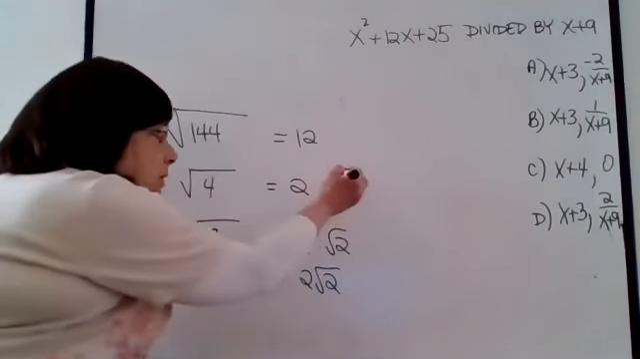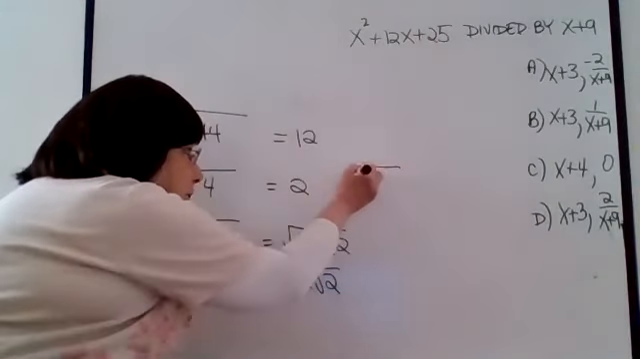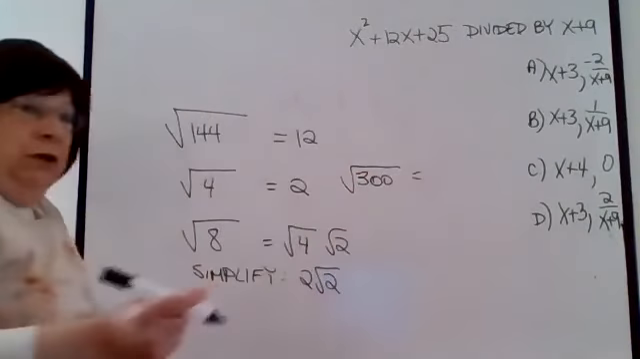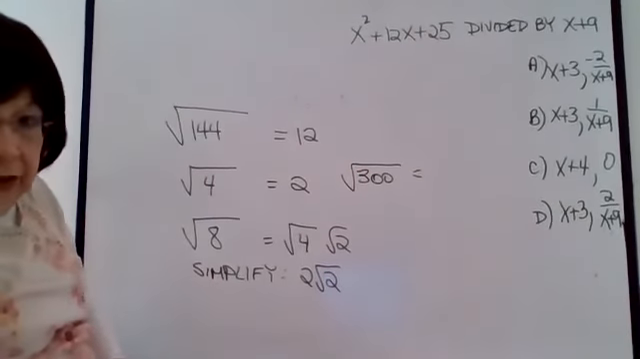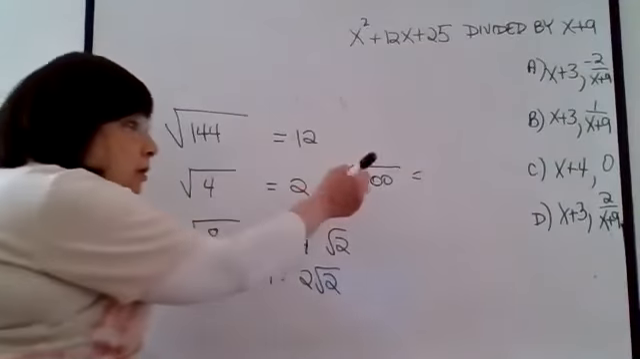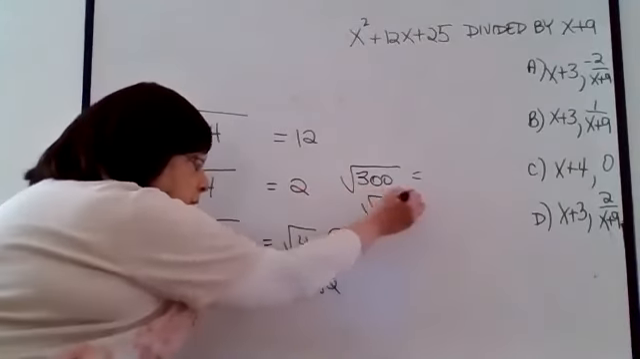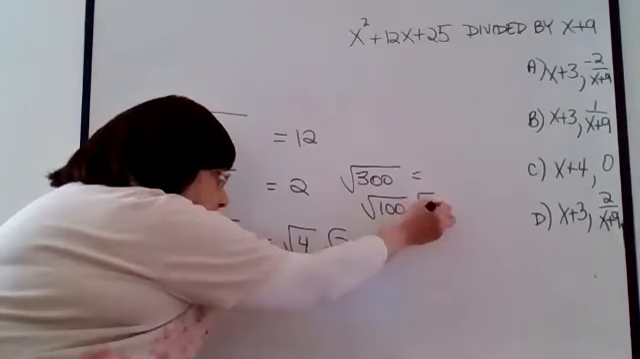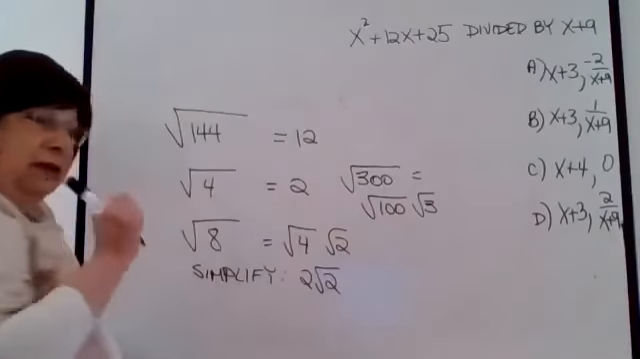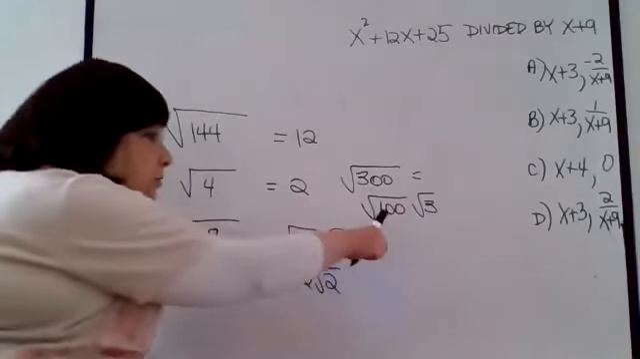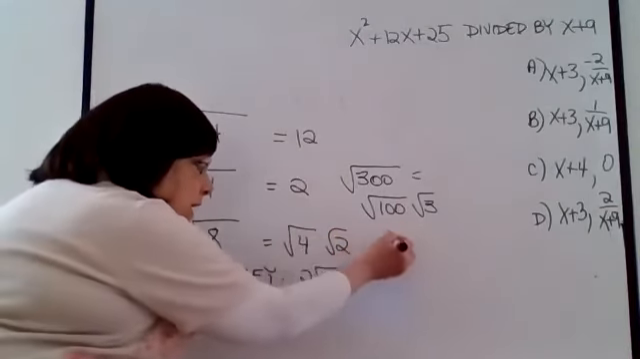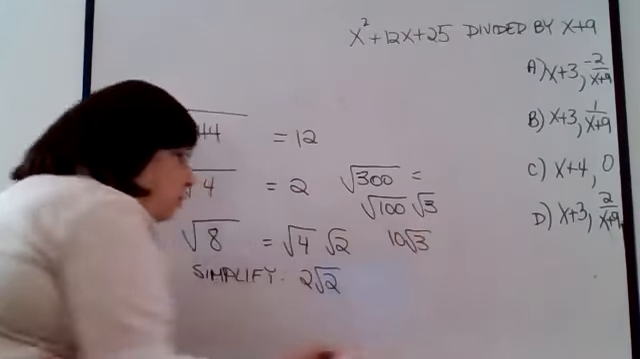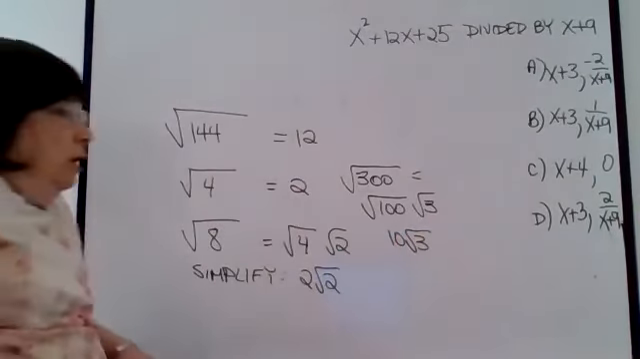If I have something like the square root of 300, now 300 is not a perfect square, but 300 can be broken down into 100 and 3. Notice I put the 100 first because that's the perfect square. The square root of 100 is 10. So this becomes 10 times radical 3, or 10 radical 3.